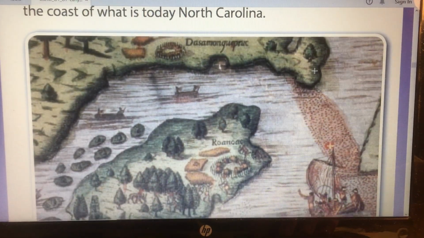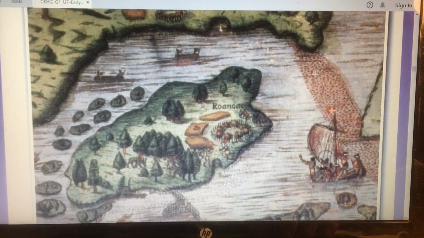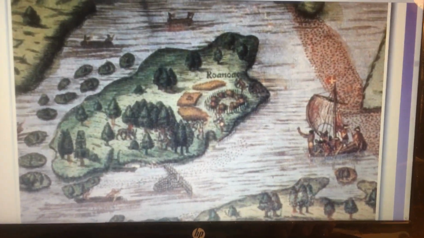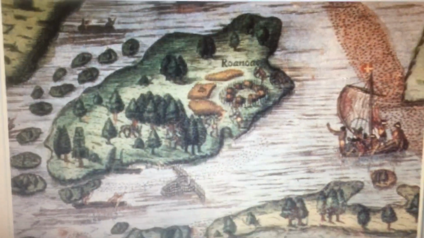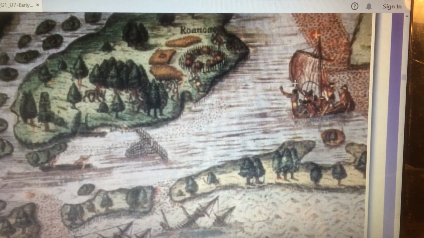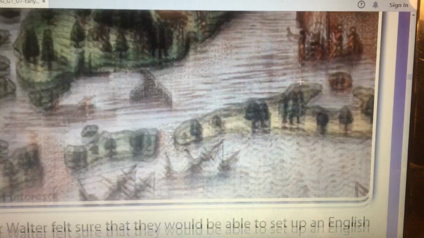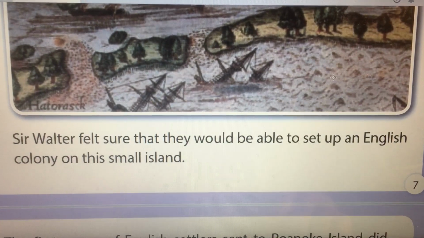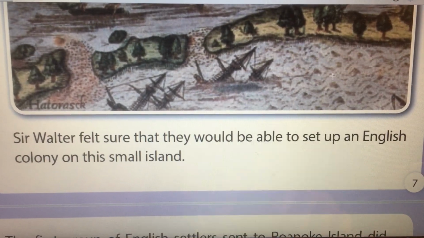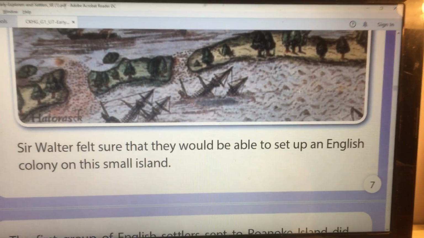North Carolina. So that is a picture of a map from 500 years ago showing Roanoke Island, just off of North Carolina. Sir Walter felt sure that they would be able to set up an English colony on this small island.